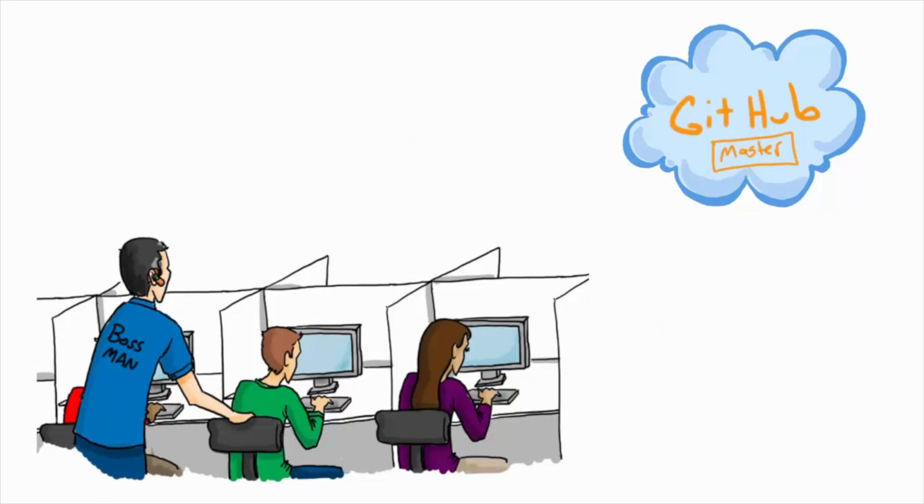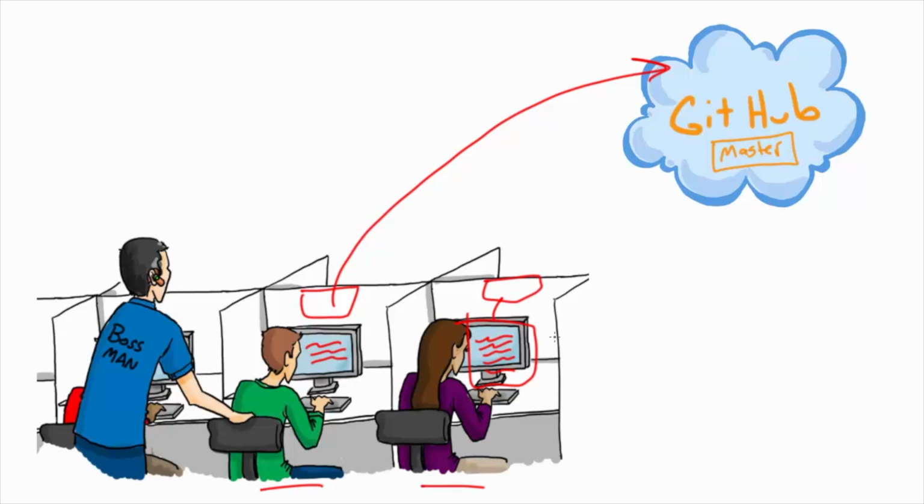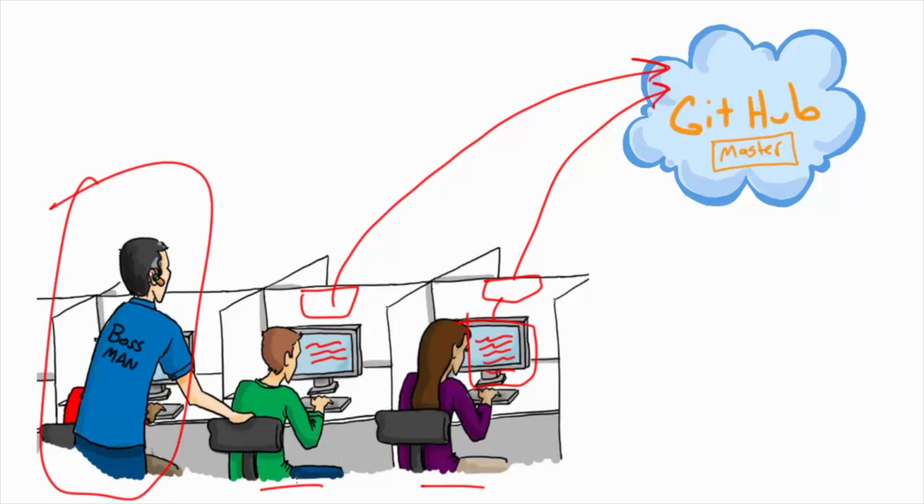Let's say this is a developer place and we have Bob and Susie. They are both developers. Bob, on his computer, is going to make some changes and save to his local Git repository, and then he's going to push those changes up to GitHub. Susie here is doing the same thing. She's a developer and she's making even more changes. She saves them to her local Git repository, and she pushes those up to GitHub as well.